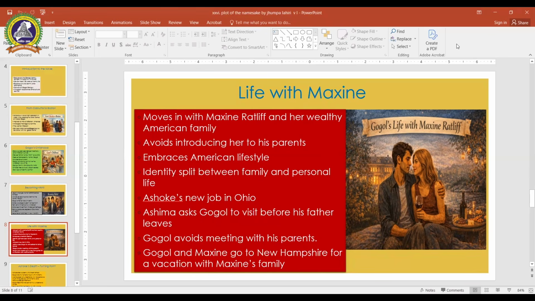When Ashok accepts a new job in Ohio for 9 months, Ashima asks Gogol Ganguly to visit before his father leaves. But Gogol and Maxine stop only to have lunch with his parents. They are on their way to New Hampshire for a vacation with Maxine's family. That shows how Gogol Ganguly avoids his mother's call to meet his father before his father leaves for a new job in Ohio.